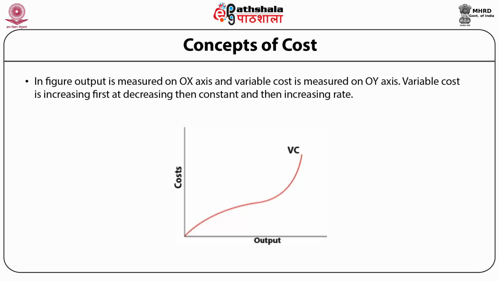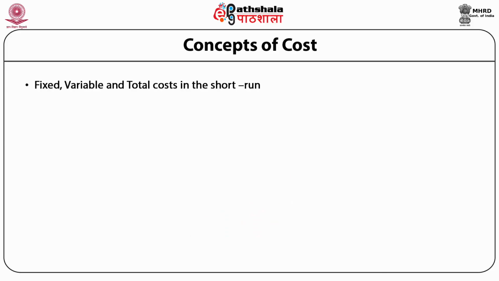Variable cost can be shown with the help of a figure also. In this figure, output is measured on the x-axis and variable cost is measured on the y-axis. Variable cost is increasing first at a decreasing rate, then constant, and then at an increasing rate. Fixed, variable and total costs in short run.